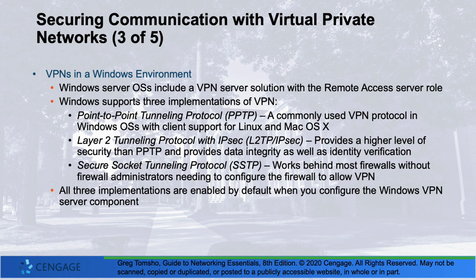All right. So Windows Server includes a VPN server solution. The role is called Remote Access Server Role. Windows supports 3 implementations of VPNs. You can use a protocol called PPTP, L2TP with IPsec, or SSTP. Okay. SSTP uses certificates. So we talked about it a couple of slides ago, the different mechanisms. This is Microsoft's implementation of that mechanism where you use certificates.